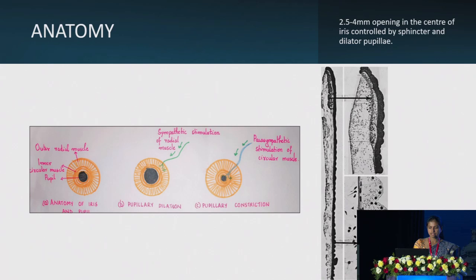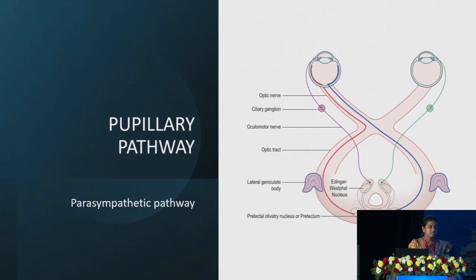If you see the histopathological slide on the side, you can see the radial fibers away from the center and the circular fibers right in the center of the pupil.